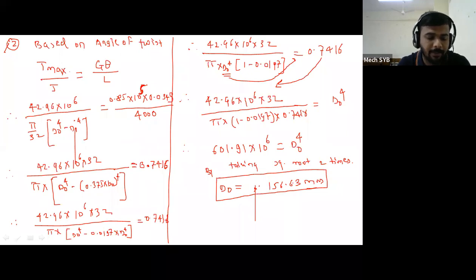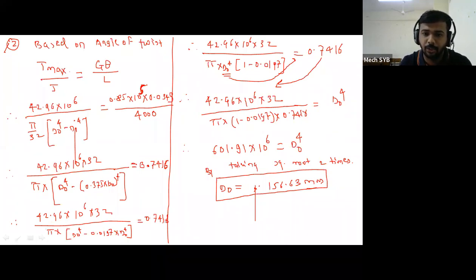In the previous concept you will get the do value in the form of cube root because the do term was present on both sides, but here you will get the do term in the form of do raised to 4 because it is present at only one side, and by taking the square root 2 times you will get the answer.